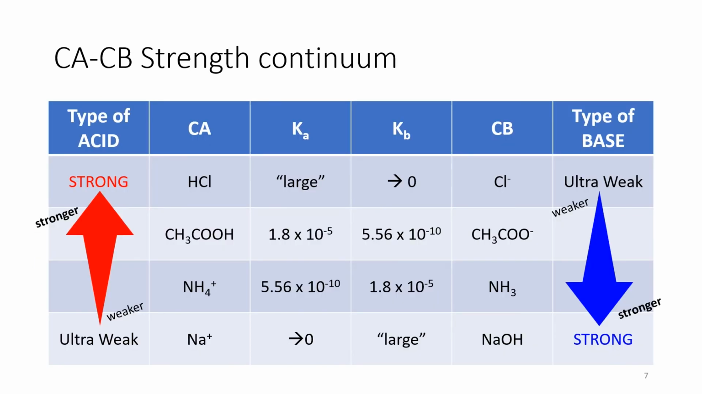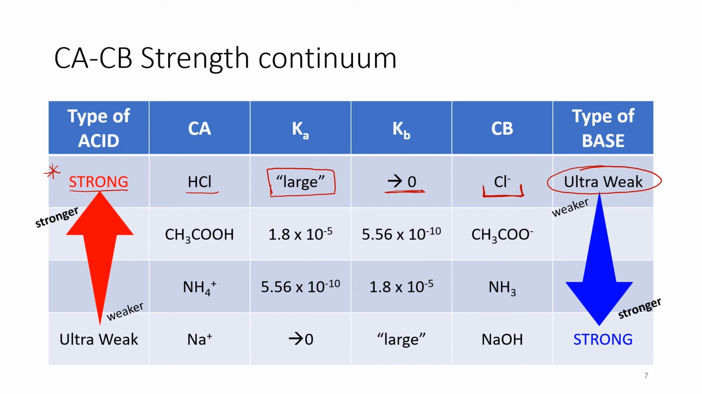So let's look at this strength continuum. Let's start at the top here. Strong acids, like HCl, have a very, very large Ka value, which means their Kb value is very, very small. Remember, Ka times Kb equals Kw. So if you have a very large Ka, your Kb has to be very, very small. The conjugate base of HCl is Cl minus. It is considered ultra weak. My words, not necessarily the words of the people.